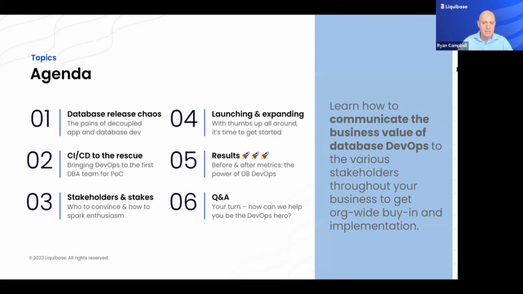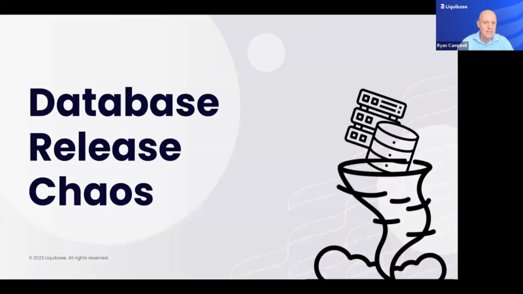So let's dive into Jonathan's story at the beginning, when he was experiencing a bit of database release chaos. All right. So Jonathan, what kinds of pains were you and your team experiencing that made it clear to you that your database release process was chaotic? We don't have a consistent workflow.